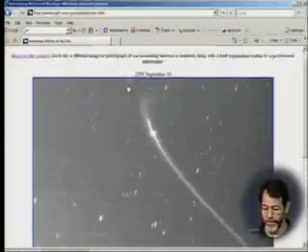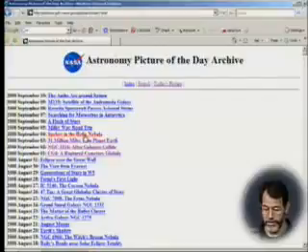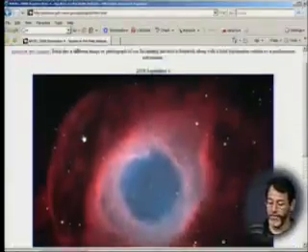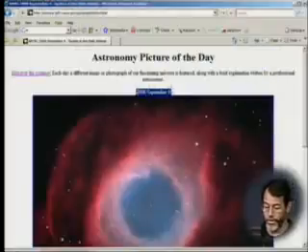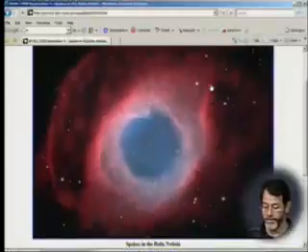So we can think about what this is, though. So let's go back in time to, I believe, this is last Thursday. So this is the astronomy picture of the day for last Thursday, September 4, 2008. And this is spokes of the Helix Nebula.